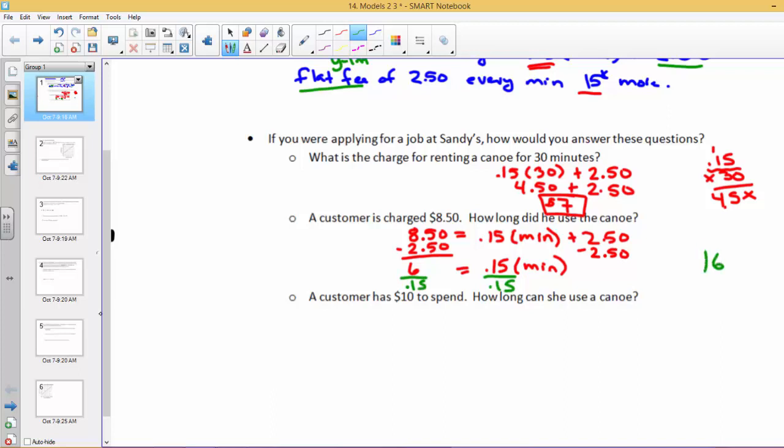So 6 divided by 0.15. You need to move the decimal over, so you need to add 2 zeros. So this is really 600 divided by 15. Well, 2 15s is 30, so 4 15s would have to be 60. And then you need to put a 0 up here for this 0, so it would be 40 minutes.